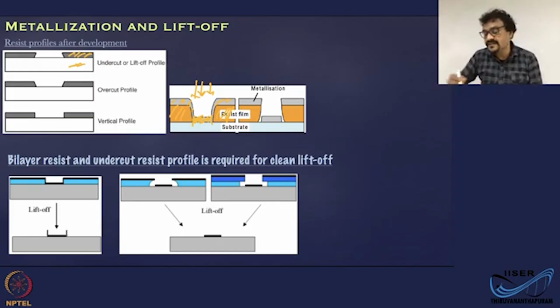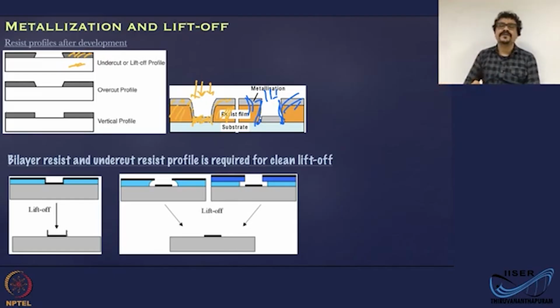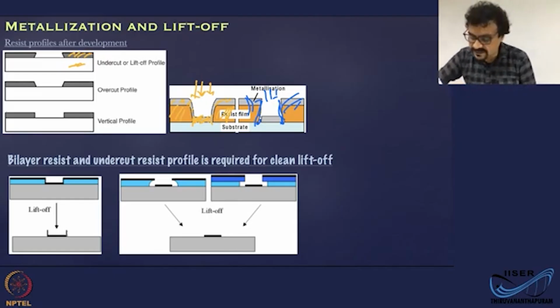But in this case, since it's a continuous film, the lift off will not be clean, because lift off needs something like an undercut profile where you have a wider bottom region, something like this, so that when you deposit metal, you get breaks or a discontinuous film, so that it's easy to peel off this region and this region. So that you will eventually end up with only this piece of metal on the surface.